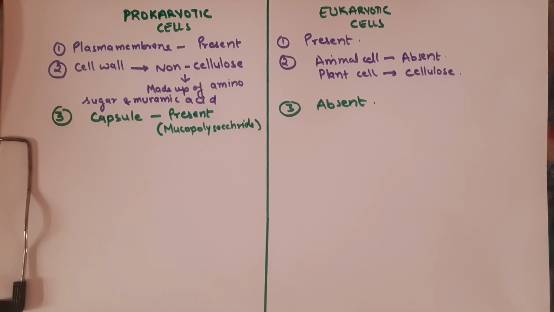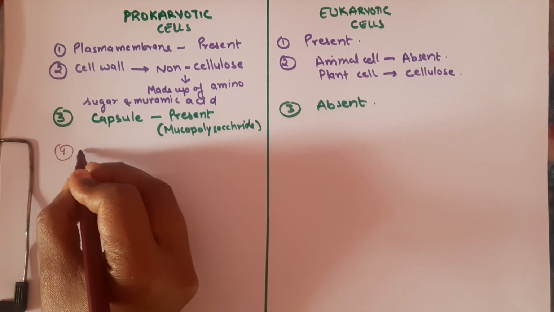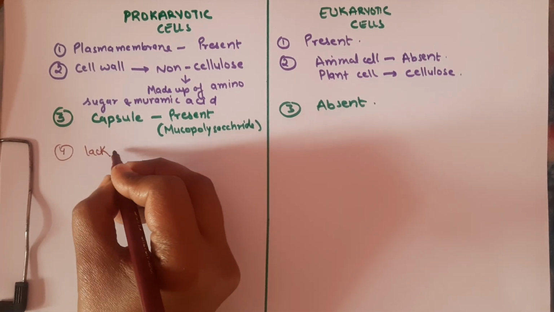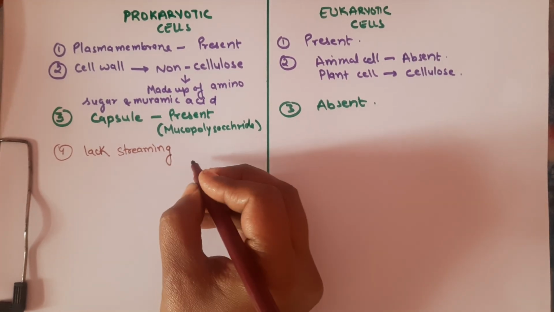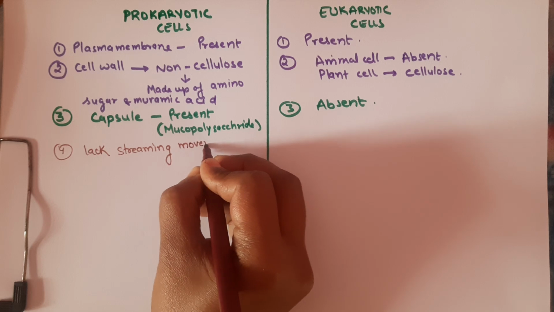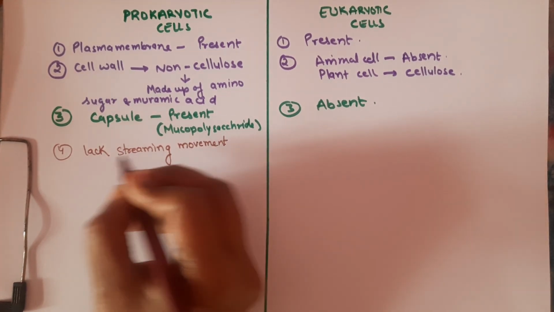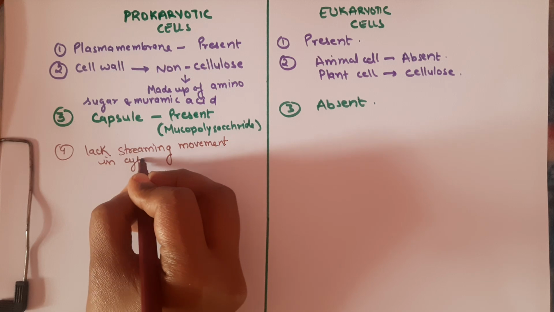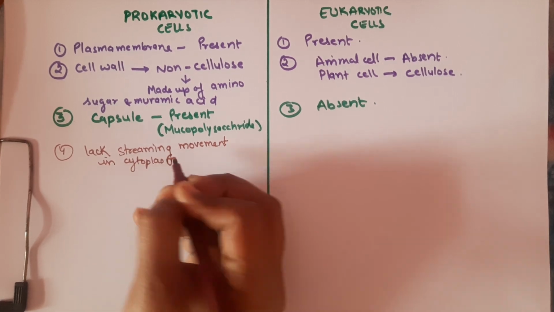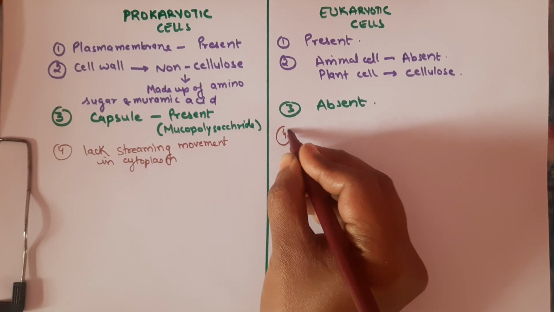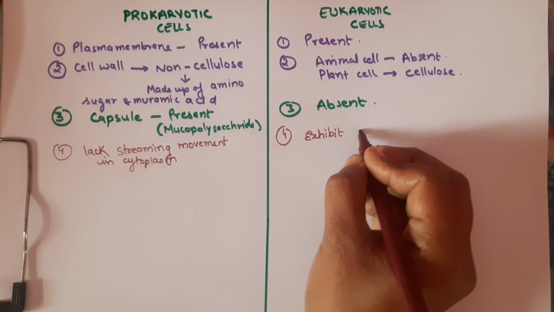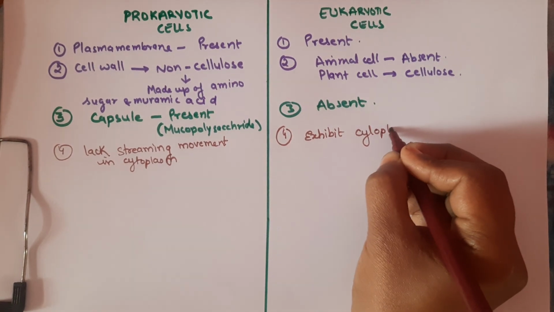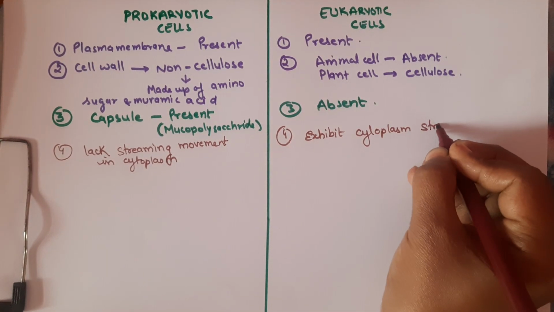The fourth difference between the two is in the streaming movement of the cytoplasm. So the prokaryotic cells lack streaming movement in the cytoplasm. Whereas the eukaryotic cells exhibit cytoplasmic streaming movements.